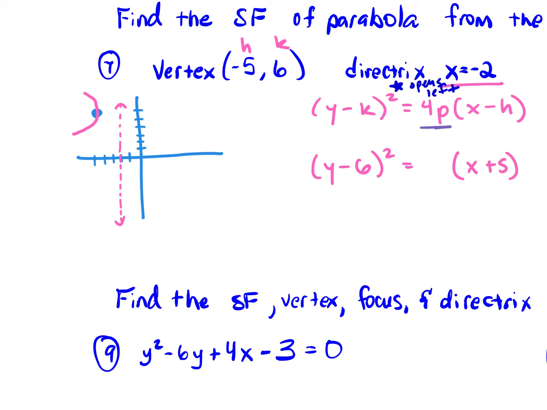Now I need to figure out what p is. What is p? So p is the distance from the vertex to the focus, which is the same distance as the vertex to the directrix. So I'll say, or, vertex to directrix.